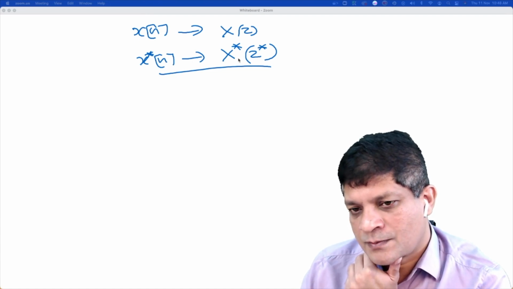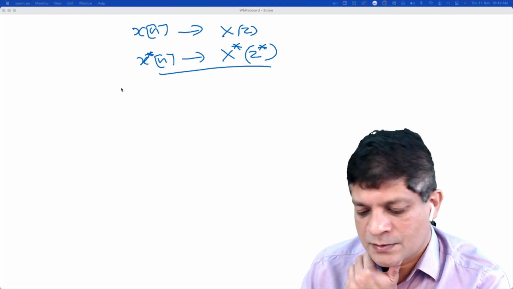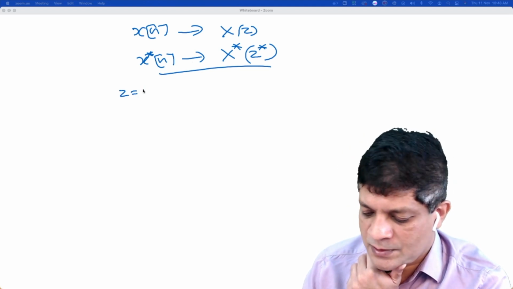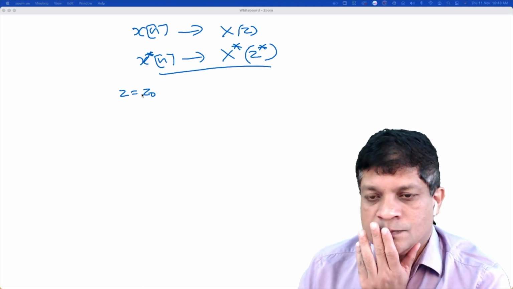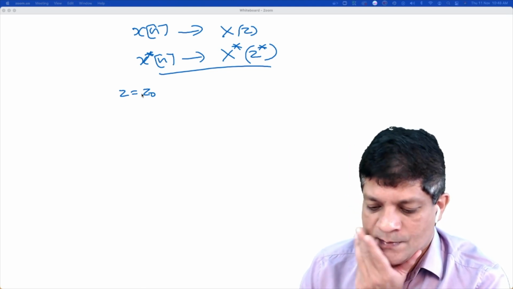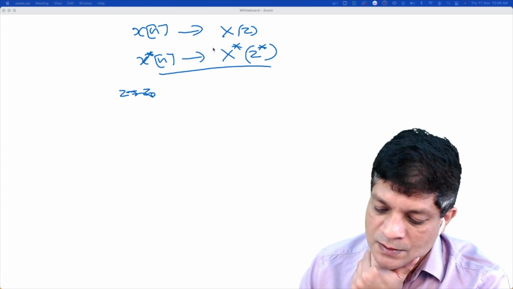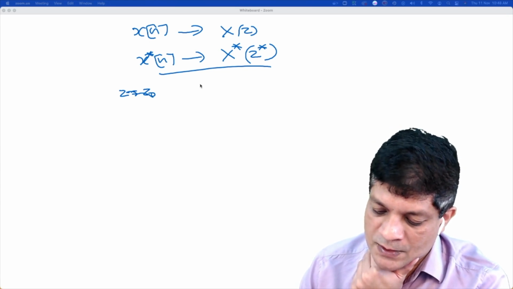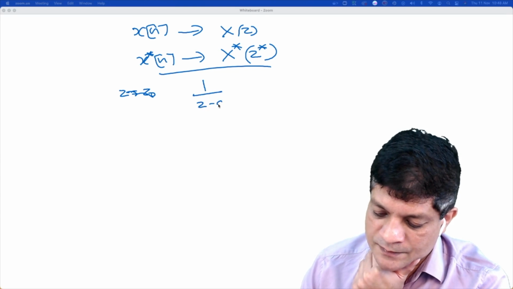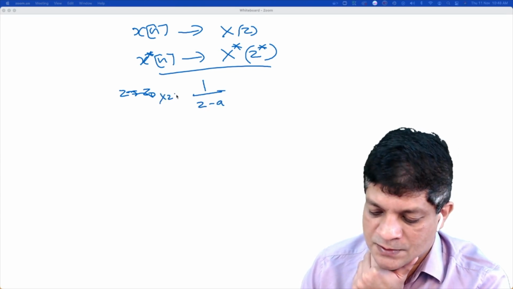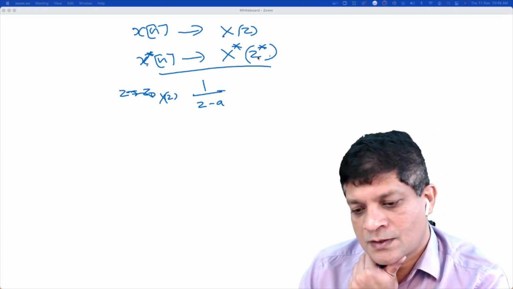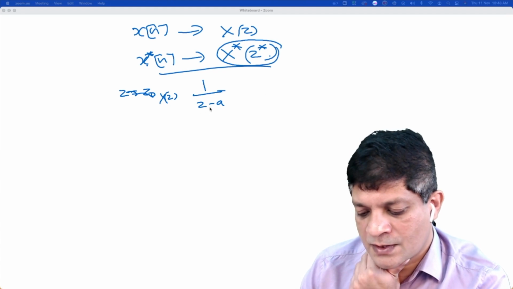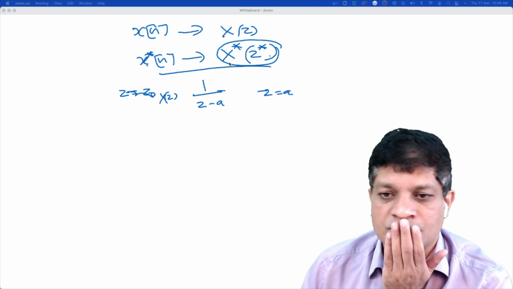Can you tell me what will happen to the location of the poles? If there is a pole at some location, let's say this one, then, yeah, let us consider something like this, X of z is this. Now if we take the conjugate, tell me what is the pole of this. Here there is a pole at A. Now where is the pole of this?